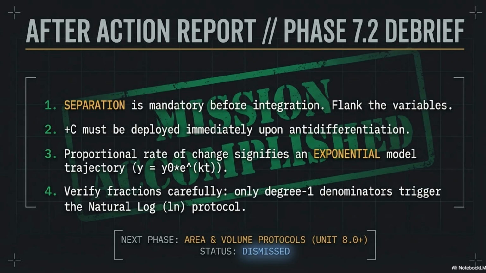Time for the after-action report. Phase 7.2 debrief. 1. Separation is mandatory before integration. 2. Plus C must be deployed immediately upon anti-differentiation. 3. Proportional rate of change signifies an exponential model trajectory. 4. Verify fractions carefully to avoid the natural log trap. Next phase, area and volume protocols.